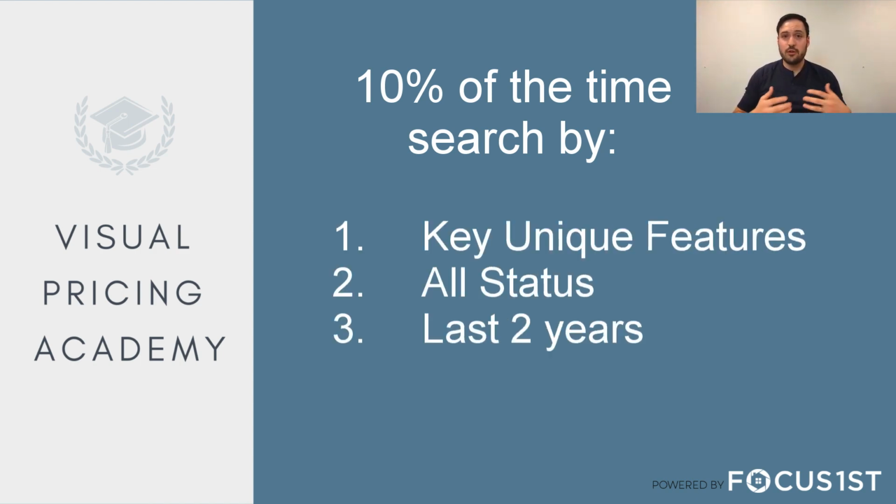When someone's looking for those unique situations, sometimes they'll expand the area and look for other unique properties that match that. So in this case, we're going to look for those unique identifying features, whether that be mountain views or water rights or water access or whatever it might be in your area. All status, the last 2 years. That's how we're going to do our search. That's going to give us the best information to bring into the visual pricing system and let us really make the patterns that we want to do.